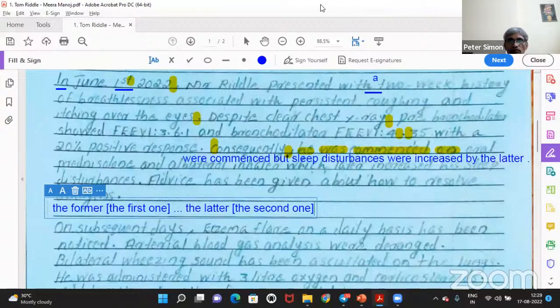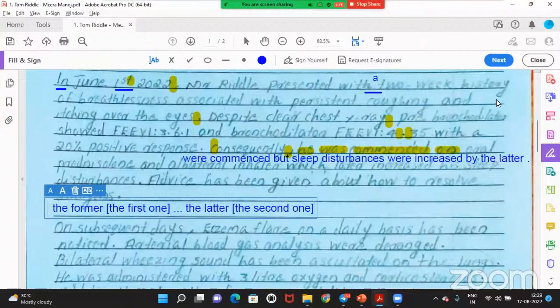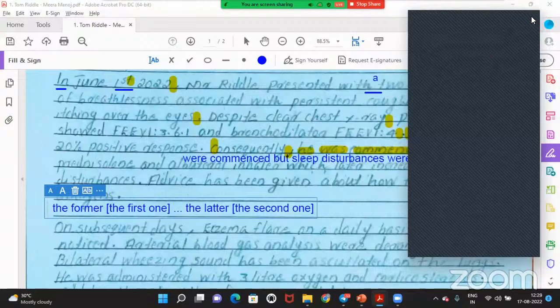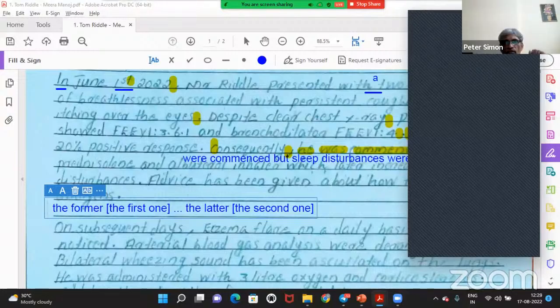So, is that clear, Meera? Is the concept clear? Yeah. Yes, sir. It's clear. Okay, fine. Yeah, fine. That's okay. Next, we are moving forward.